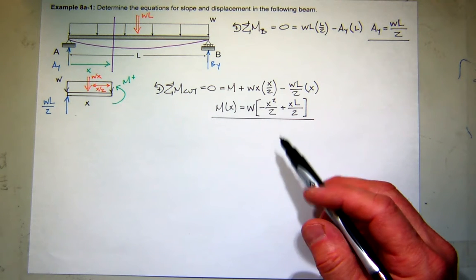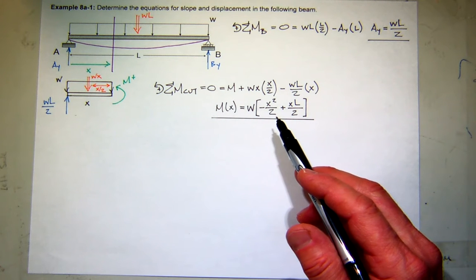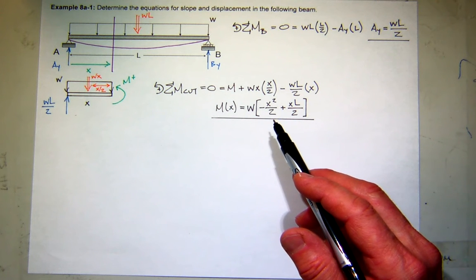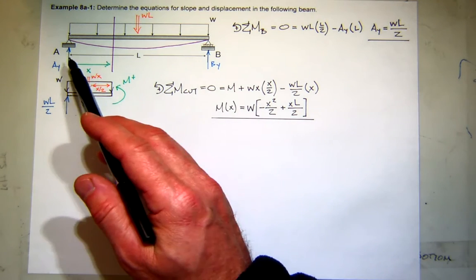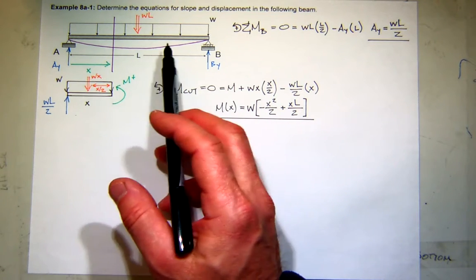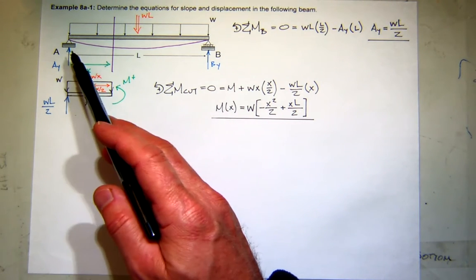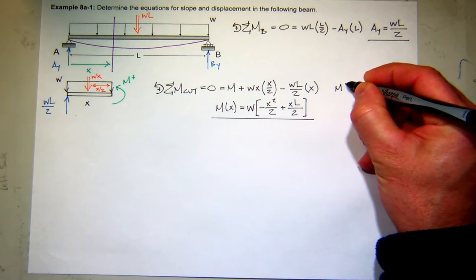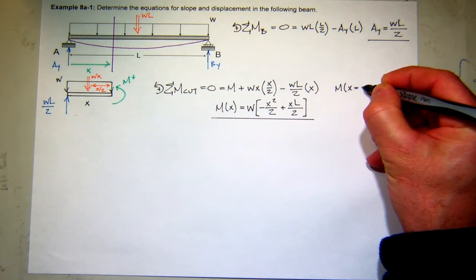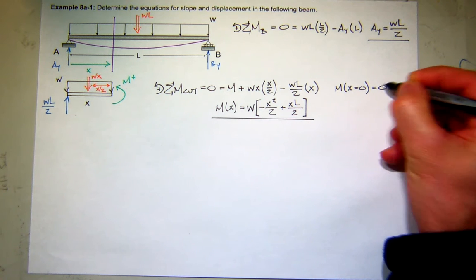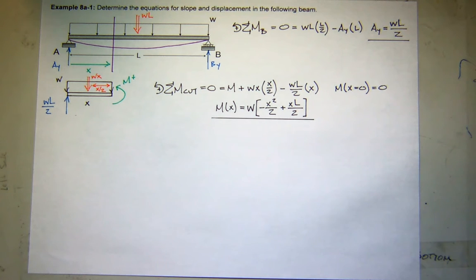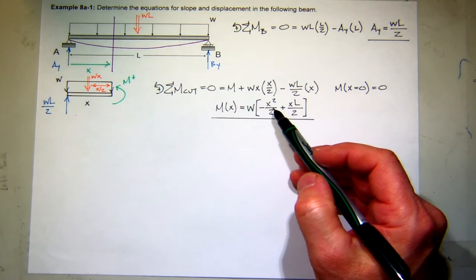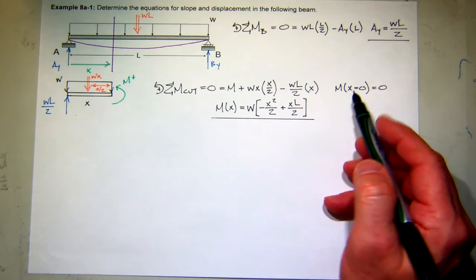Now, before we get going, does this work? Is this an appropriate moment expression? Let's go back to the original problem. Do I know the moment anywhere in the structure? What's the moment at A? Should be 0. So the moment at A is when x is equal to 0, should be 0. Does my equation say that's true? When I put in 0 for x, I get 0. So that's good.